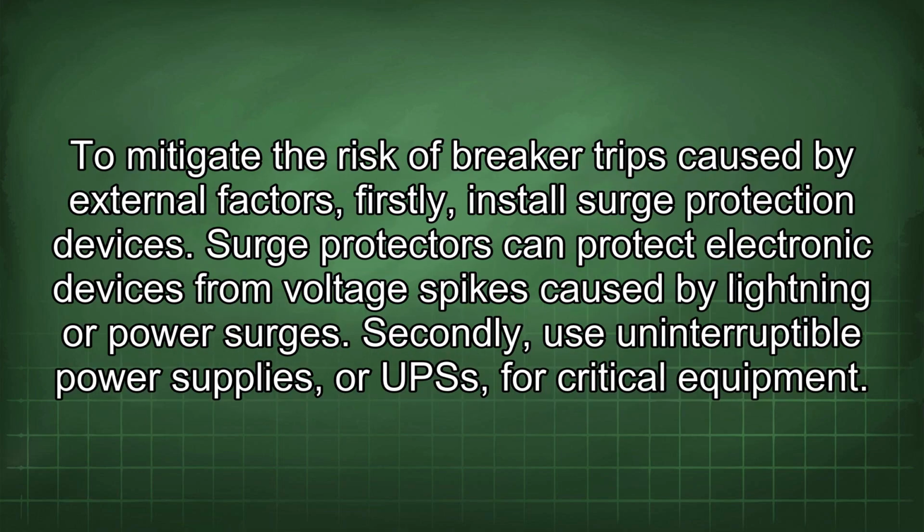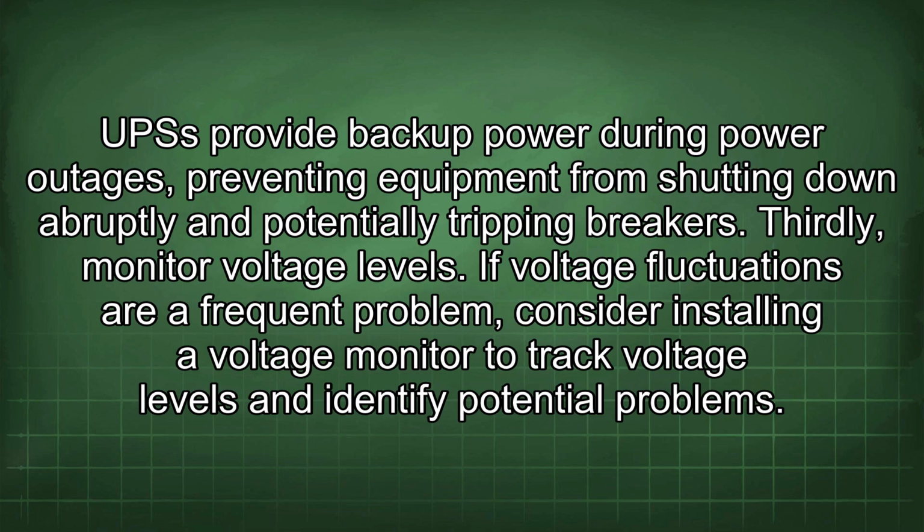To mitigate the risk of breaker trips caused by external factors, firstly, install surge protection devices. Surge protectors can protect electronic devices from voltage spikes caused by lightning or power surges. Secondly, use uninterruptible power supplies, or UPSs, for critical equipment. UPSs provide backup power during power outages, preventing equipment from shutting down abruptly and potentially tripping breakers.